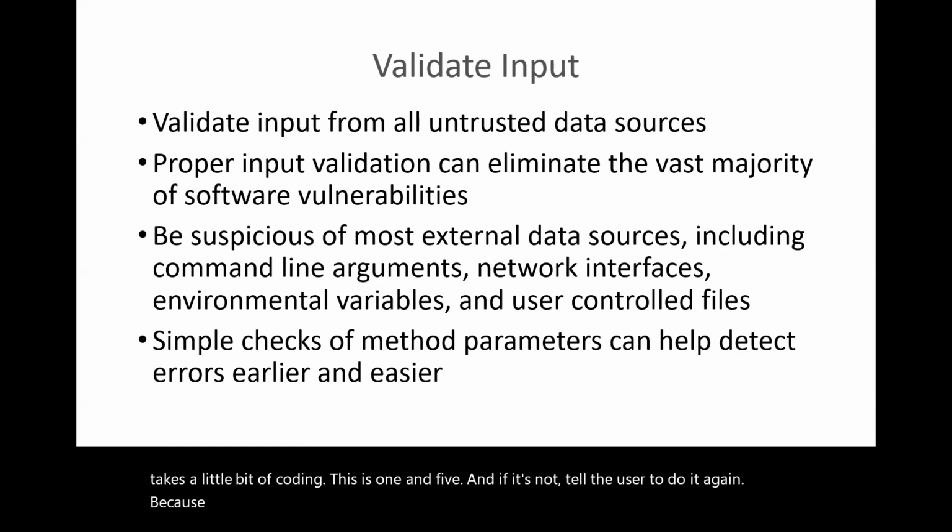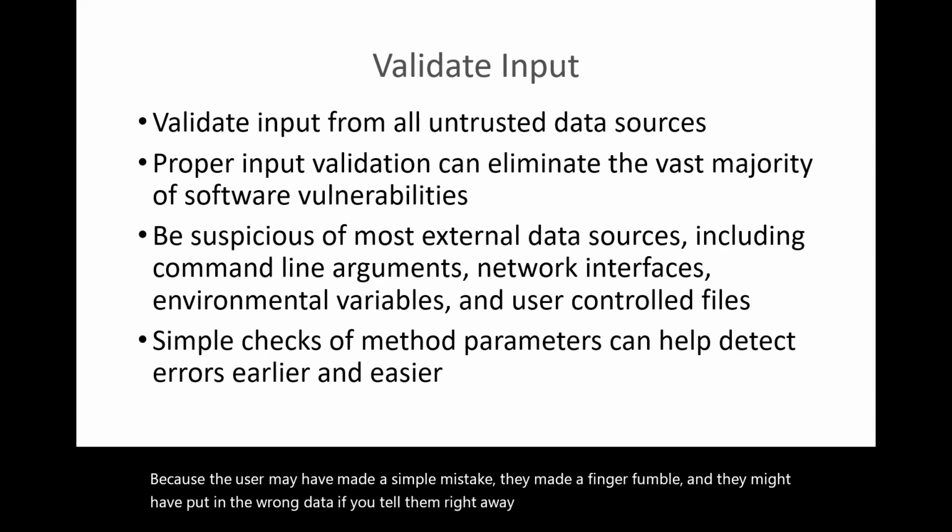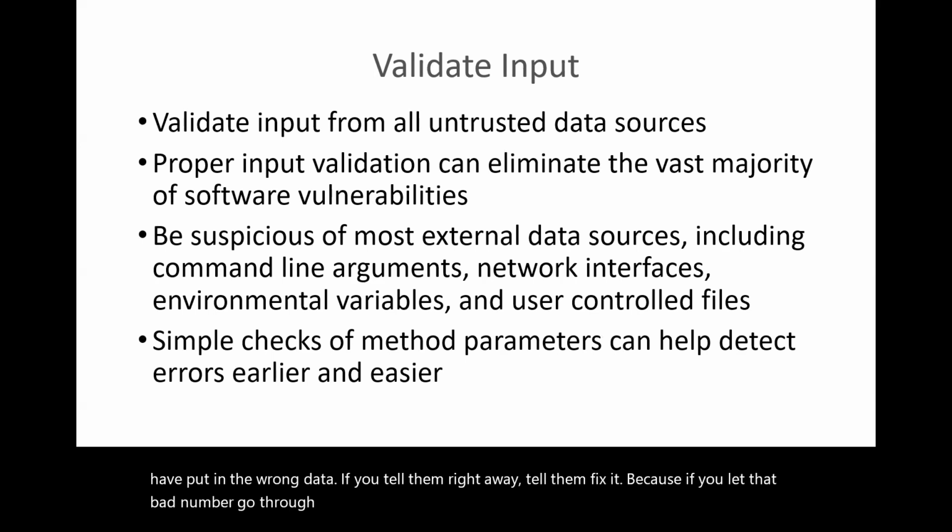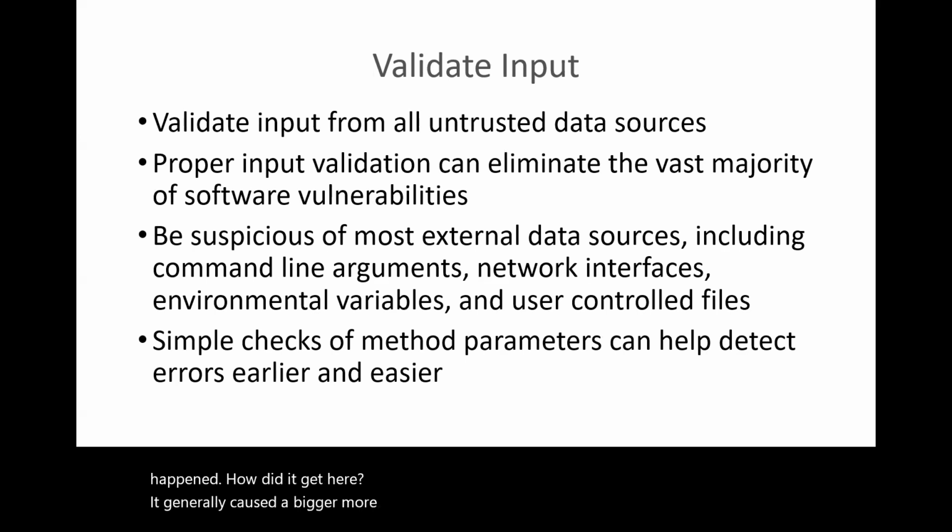Because the user may have made a simple mistake. They made a finger fumble and they might have put in the wrong data. If you tell them right away, tell them to fix it. Because if you let that bad number go through, later on it may cause problems with your code. It's hard to tell what happened, harder to get here. It generally causes a bigger, more vague, difficult problem. So, more difficult than if you recognize it in the very beginning.